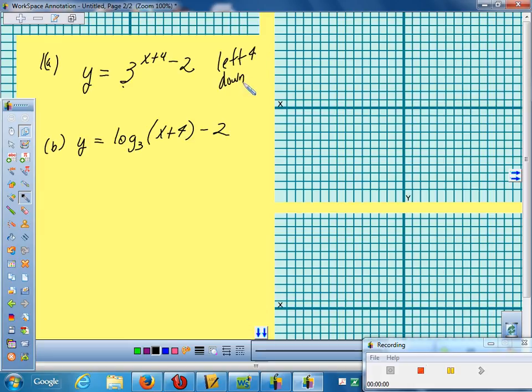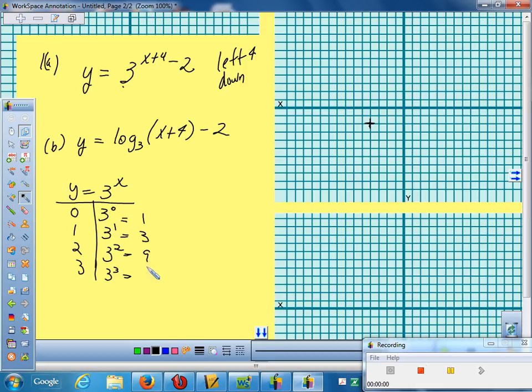And then you have to create the t-table that goes with them. Your t-table is just, in this case our base is 3, so you're just doing what's 3 to the x power. So how do you plot those points? 0, 1, 2, 3. 3 to the 0, 3 to the first, 3 to the second, 3 to the third. So you're going to get 1, 3, 9, 27, which we're not going to graph. Left 4 down 2. Is that not what I did? I went left 4 down 2.